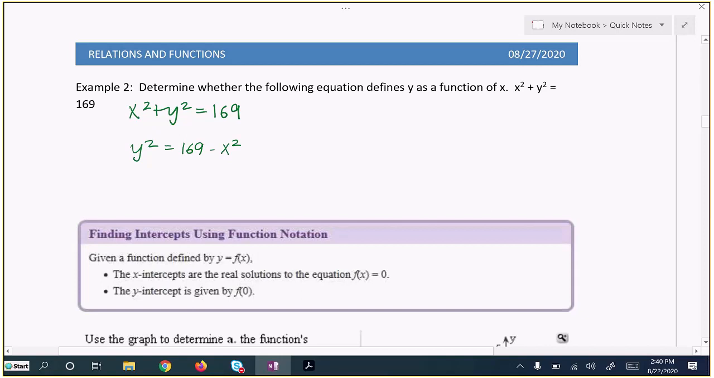I have y squared, but I need y. So the opposite of squaring would be taking the square root. So let's take the square root on both sides. On the left side, we have the square root of y squared. And we should know that the even root of an even power gives us absolute value.